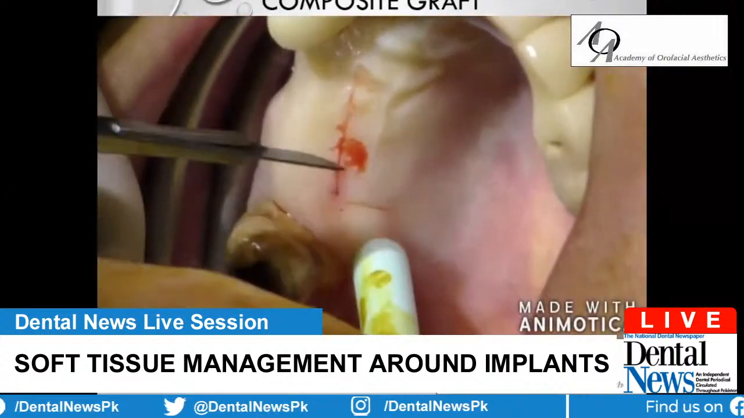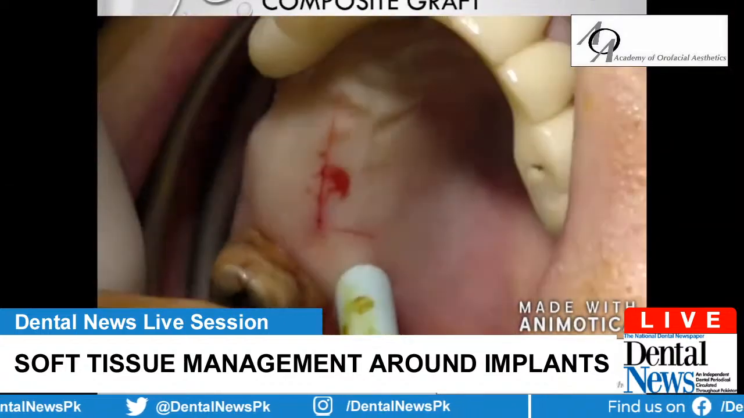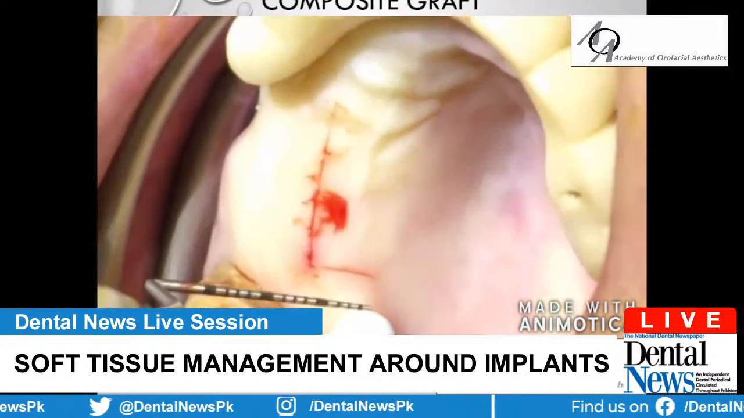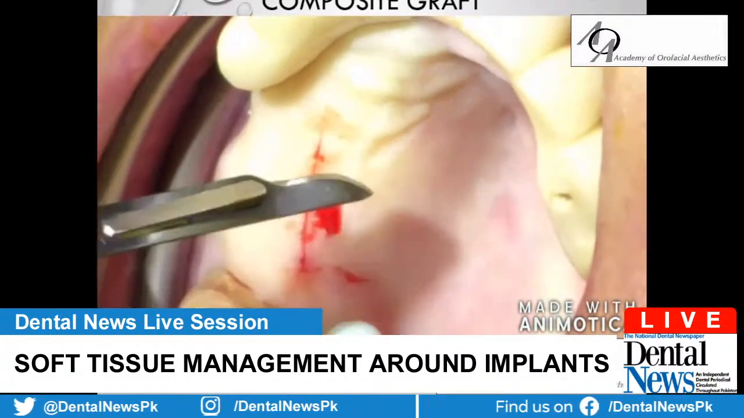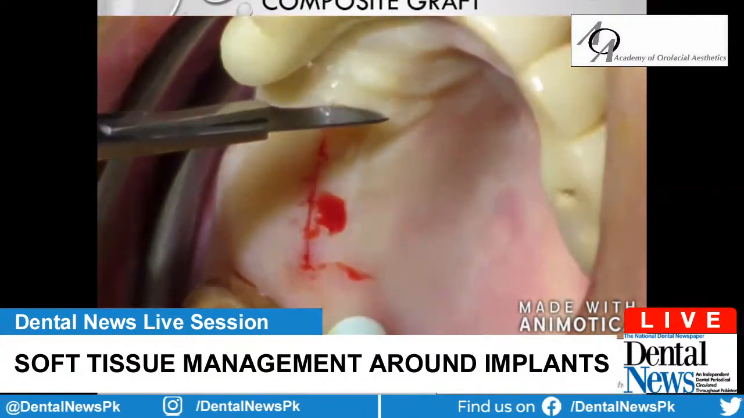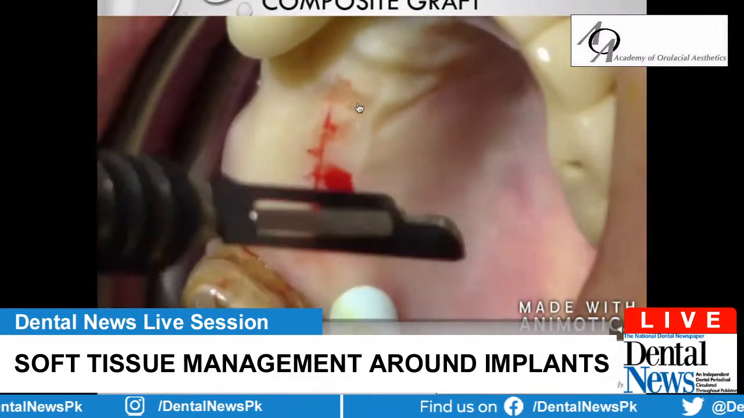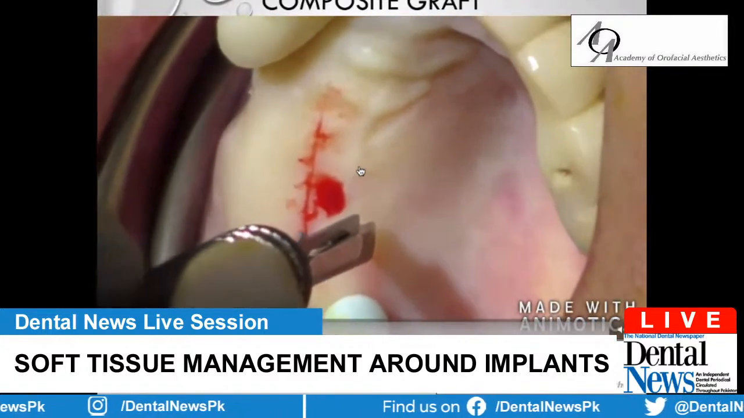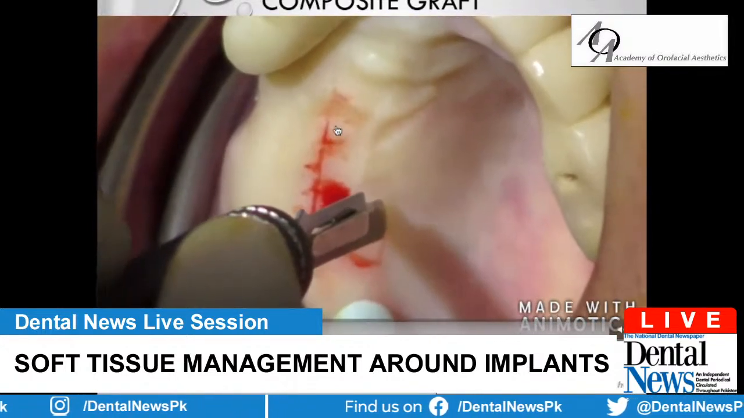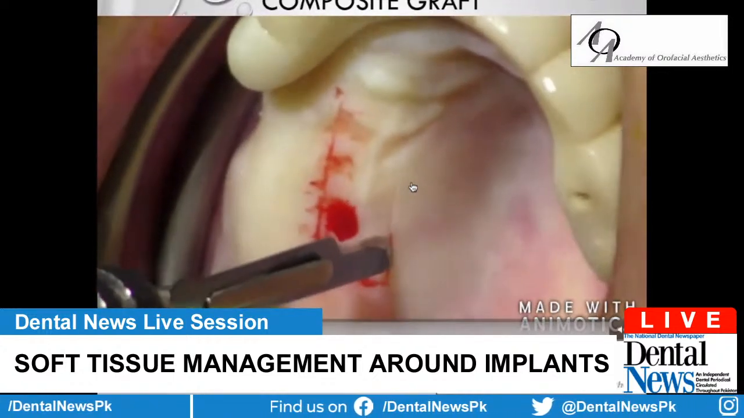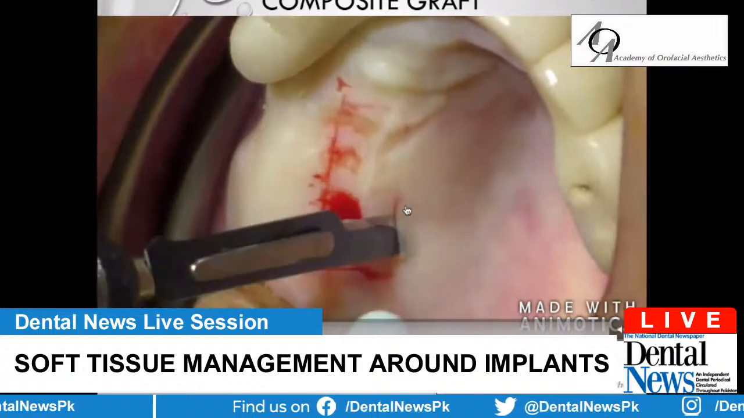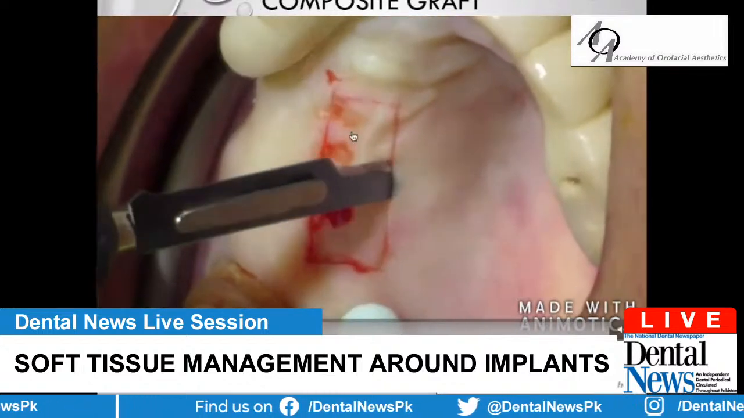How to take this graft? So these are three incisions. We measured the defect. We already measured it. And now we are just going in epithelium in this area, because we are not really going deeper. From here onward, we'll go deeper to get the CT from there and the free gingival graft from this area.